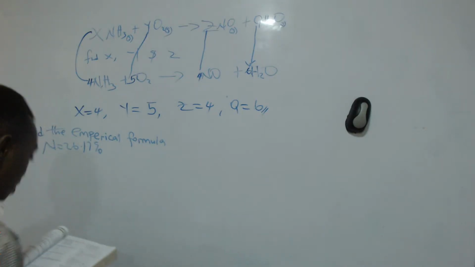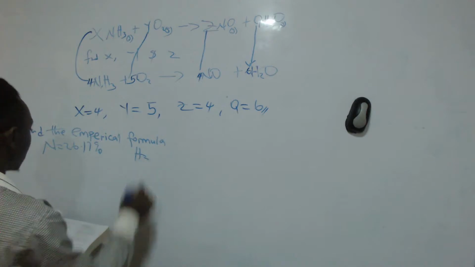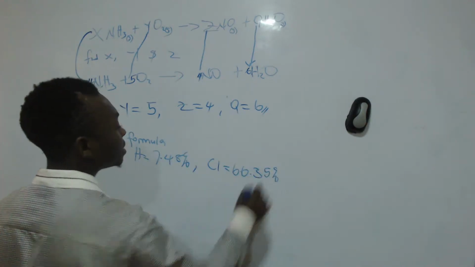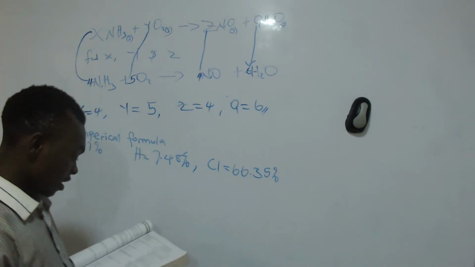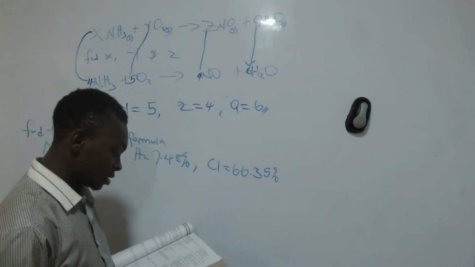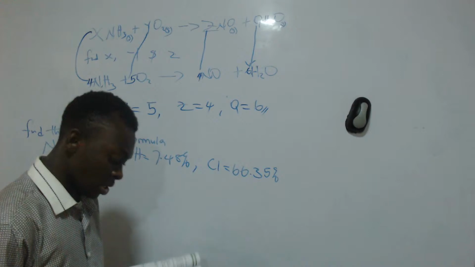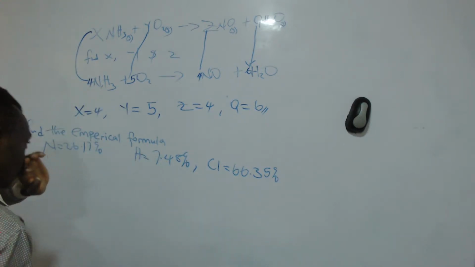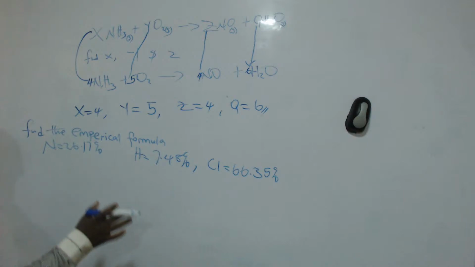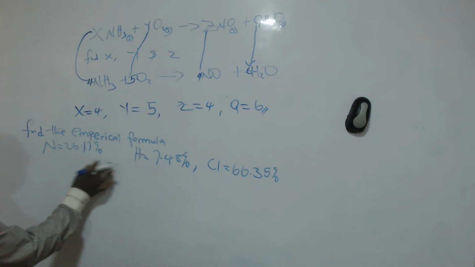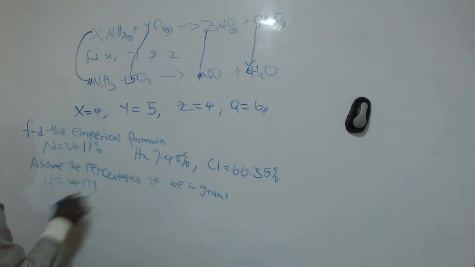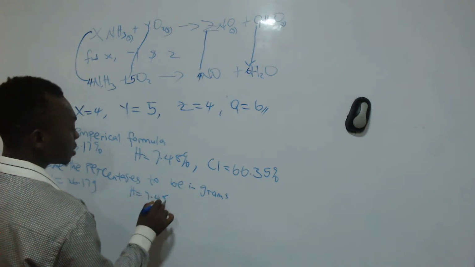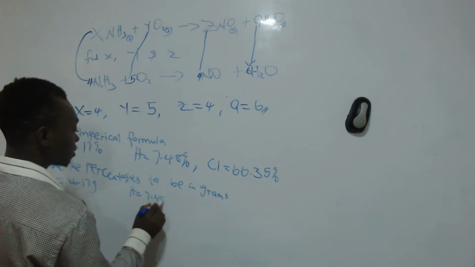17%. Your hydrogen is 7.4%, and the nitrogen is 26.17%. Now, calculate the empirical formula of this. Very, very easy. Remember what I said? To calculate the empirical formula, you assume the percentages are per 100 grams. Your H is 7.48 grams.